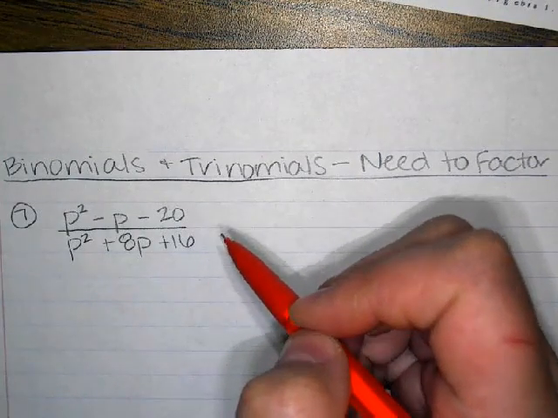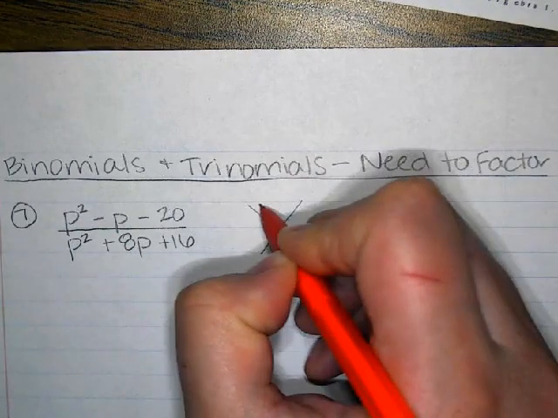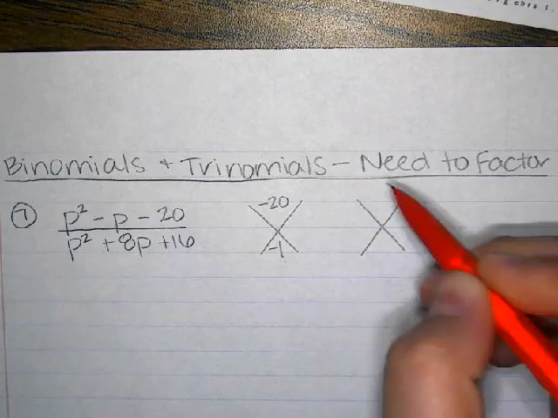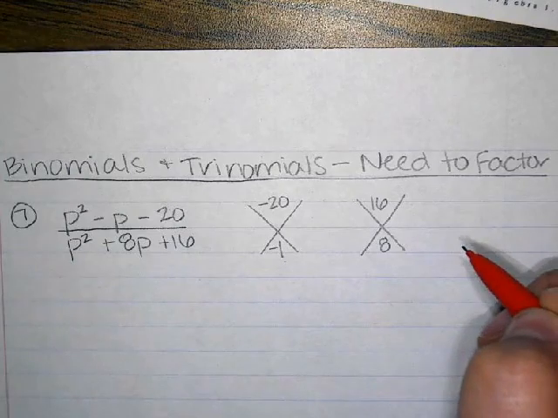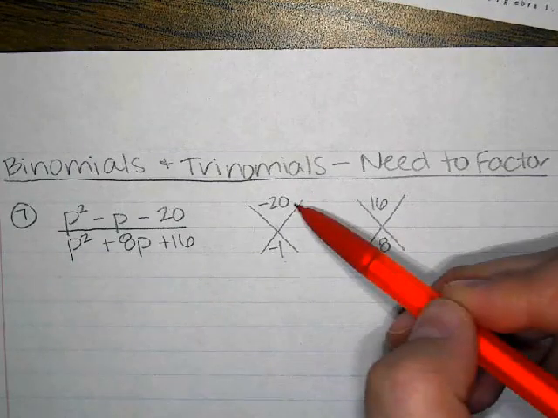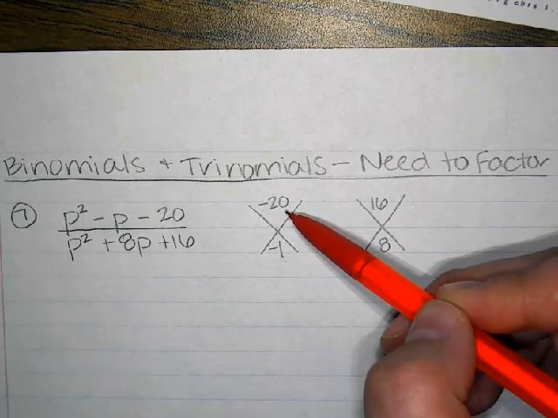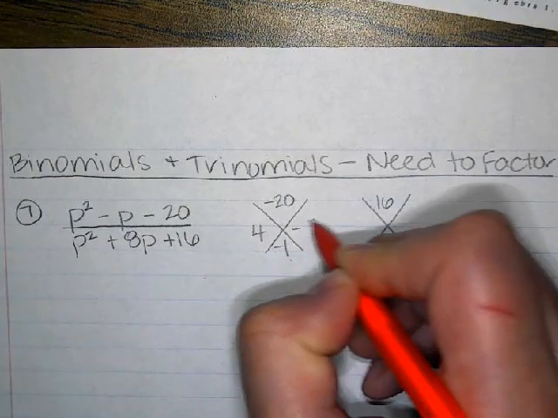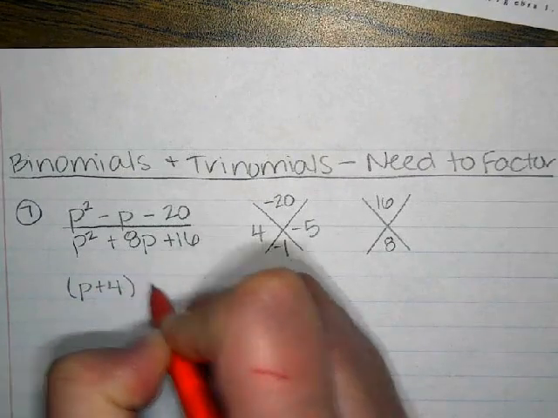So for the top one, I'm going to look for two numbers that multiply to negative 20 that add to negative 1. And for the bottom one, I'm going to look for two numbers that multiply to 16 and add to 8. So what multiplies to negative 20 and adds to negative 1? 4 and 5. Positive 4, negative 5. Okay. So p plus 4, p minus 5.